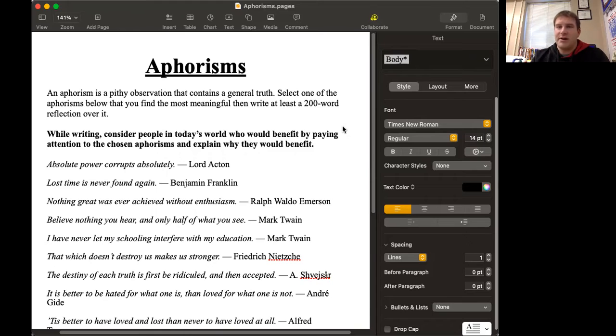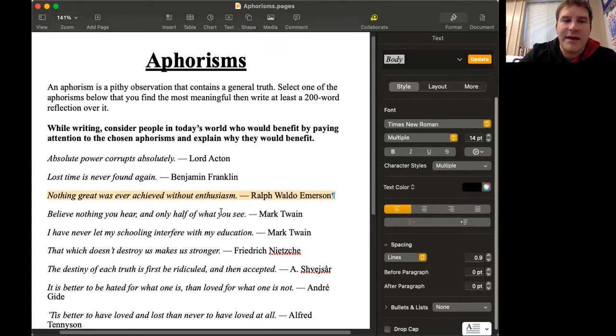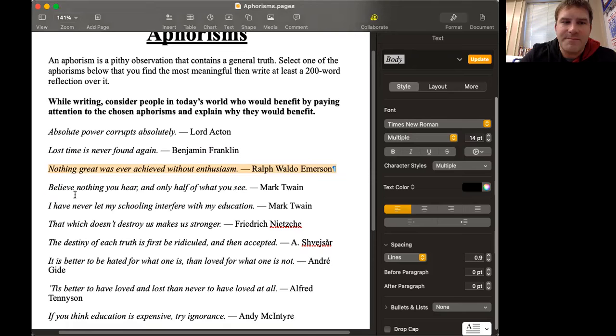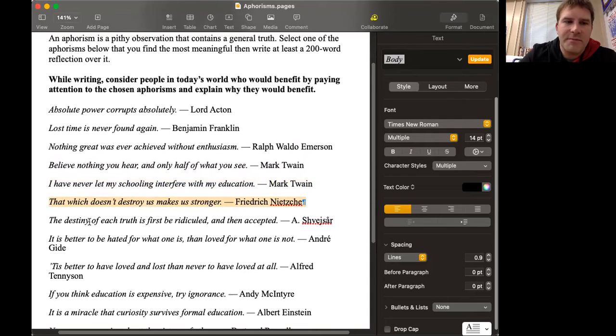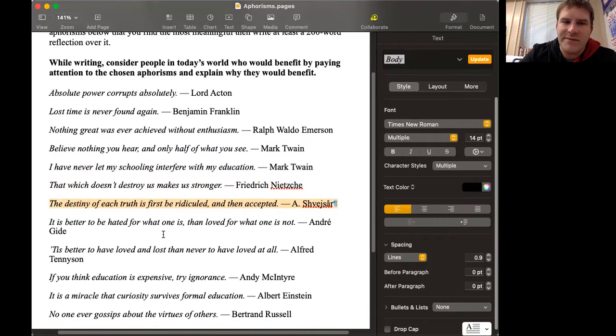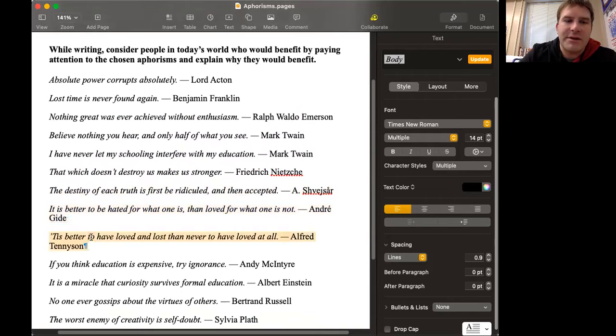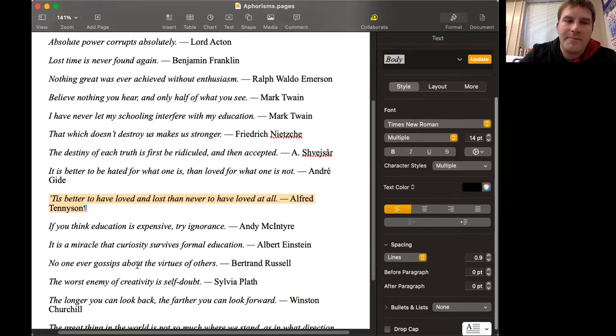So your options are: absolute power corrupts absolutely. Lost time is never found again. Nothing great was ever achieved without enthusiasm. Believe nothing you hear and only half of what you see. I have never let my schooling interfere with my education. What doesn't destroy us makes us stronger. The destiny of each truth is first to be ridiculed and then accepted. It is better to be hated for what one is than loved for what one is not. It is better to have loved and lost than never to have loved at all. If you think education is expensive, try ignorance.